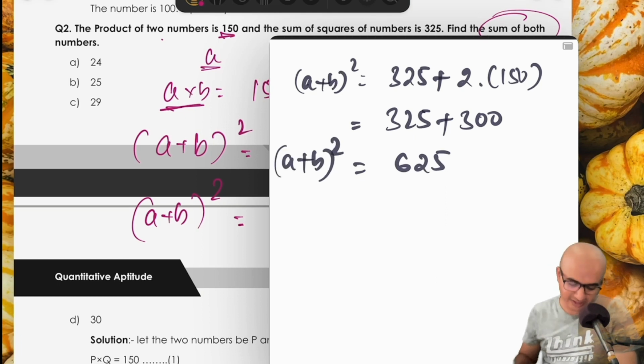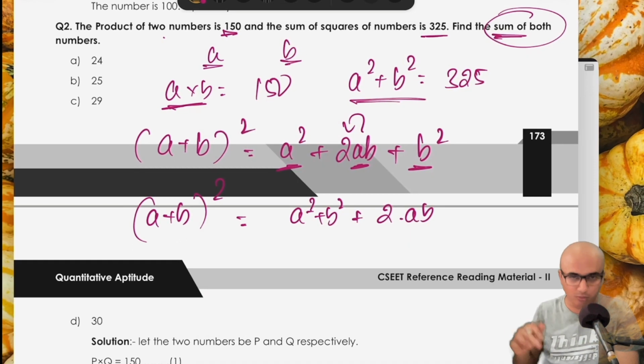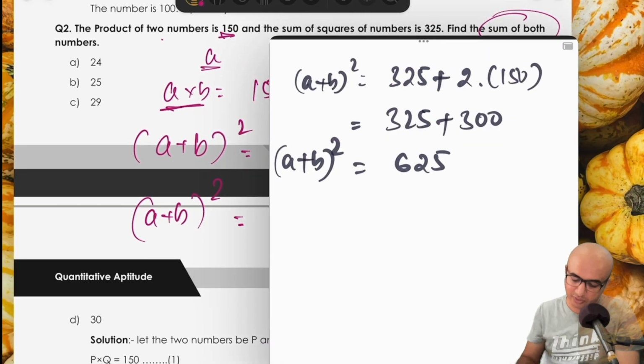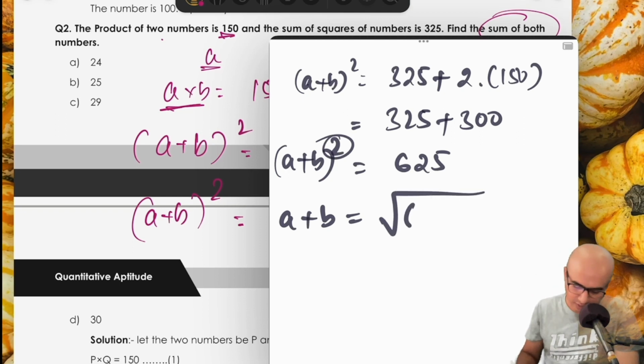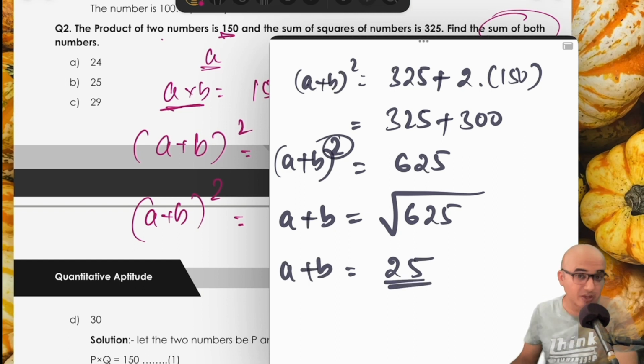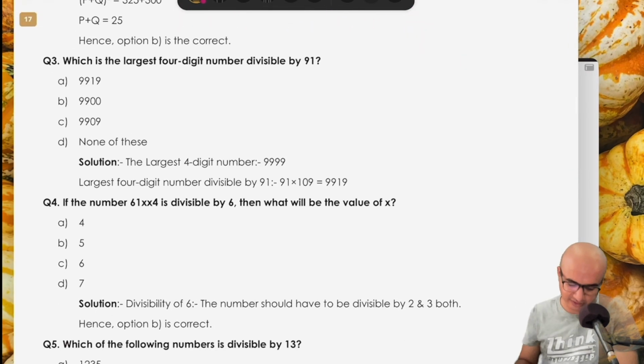But the problem here is they have not asked the sum of both the numbers square, but instead they have asked the sum of both the numbers. That means this square should be removed. So if I have to remove that, I will shift it to RHS. When I shift the square to RHS, it becomes square root. So the square root of 625 will be 25. A plus b therefore equals 25. So that is the thing.